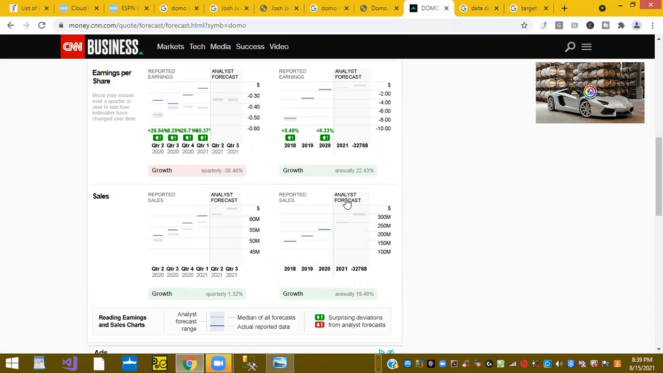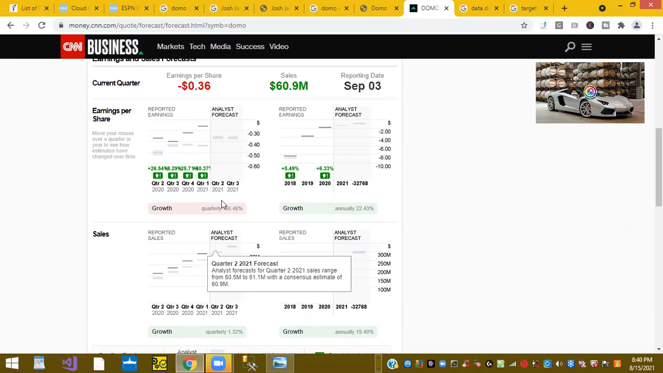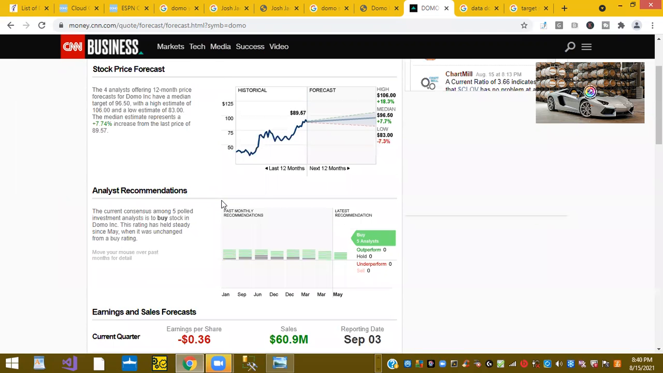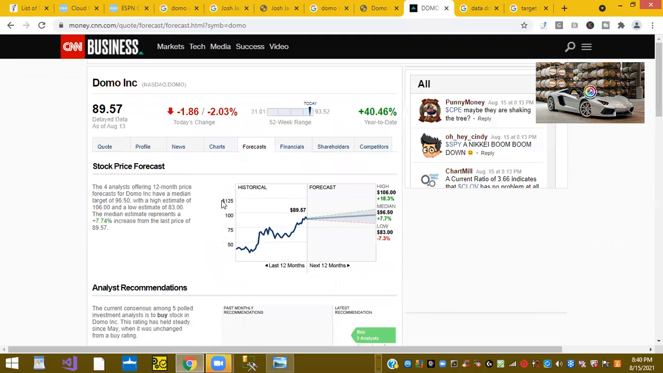You can see a lot of the forecast analysts' expectations, from 60 million to 61 million consensus in October of 2021. And then if they exceed that, who knows? They sure have the caliber of customers that could deliver those numbers or better.